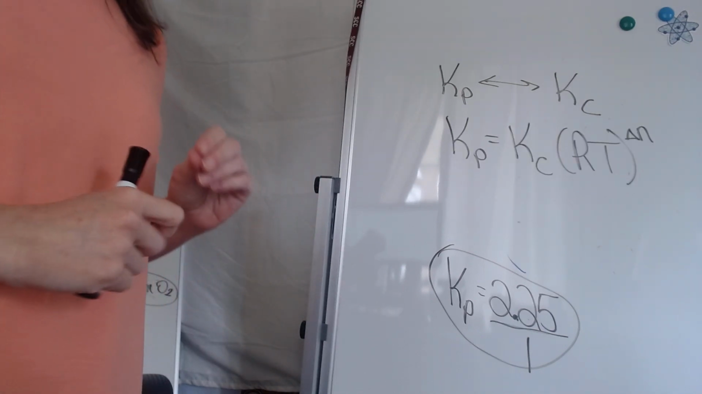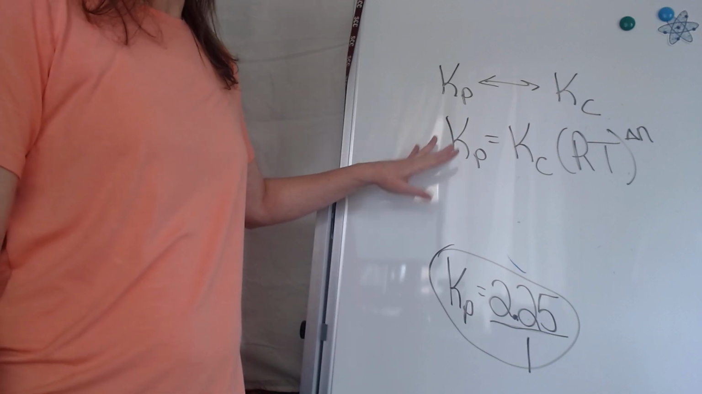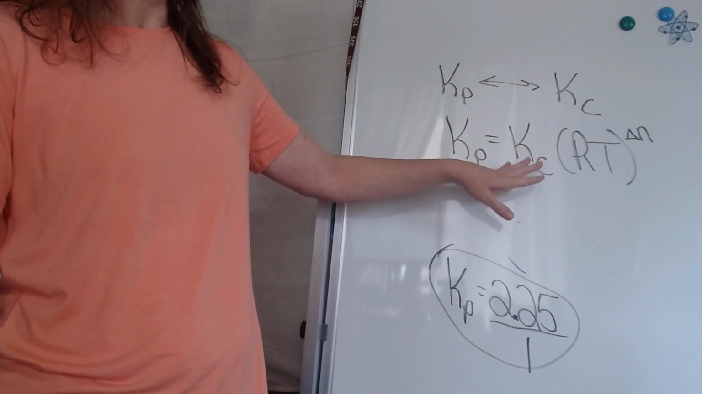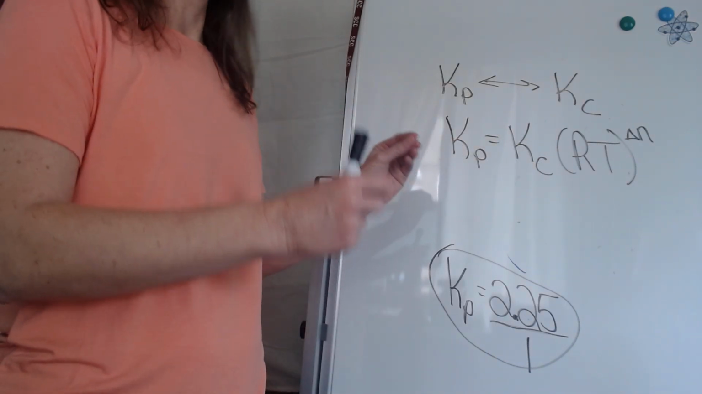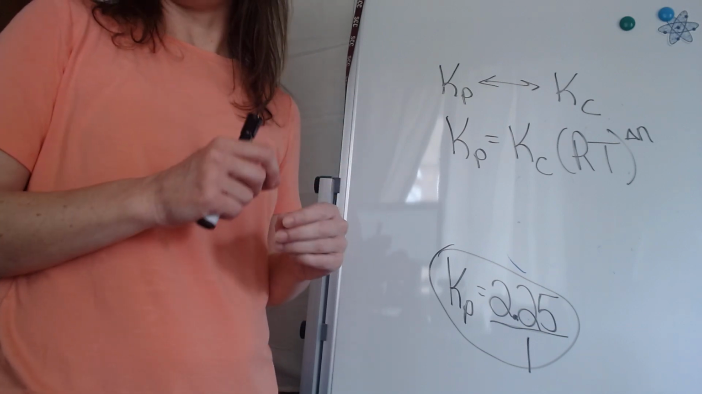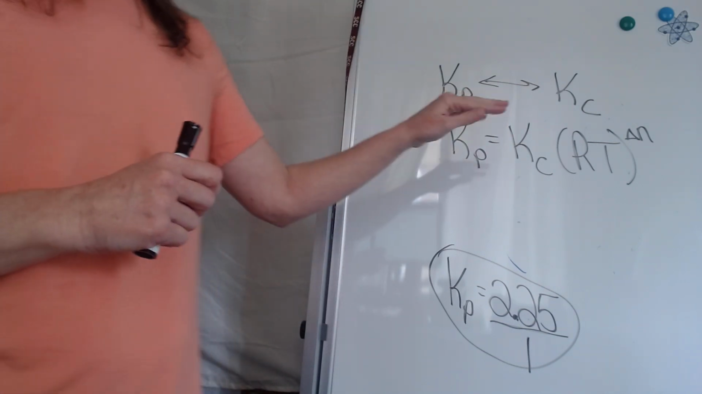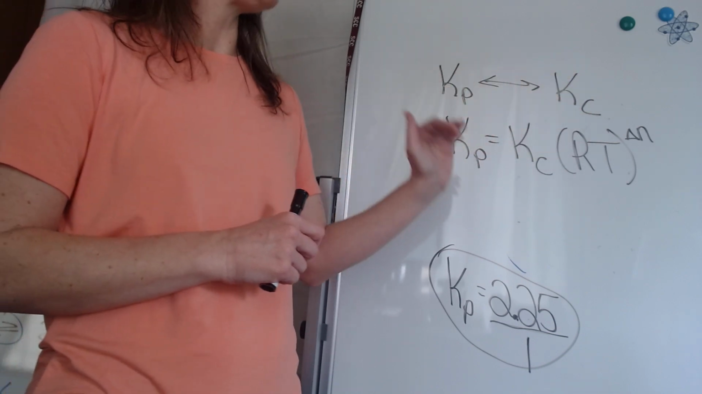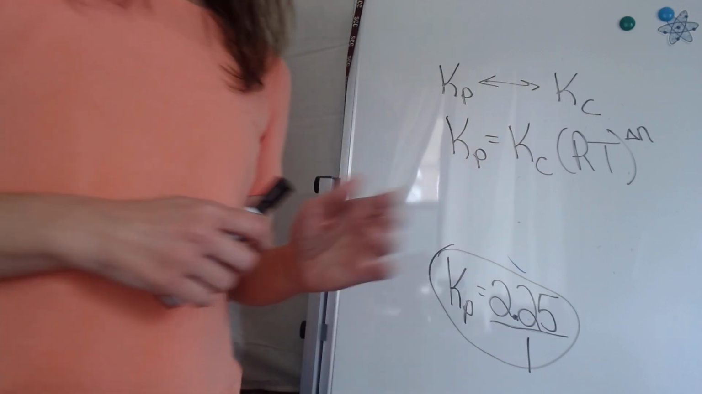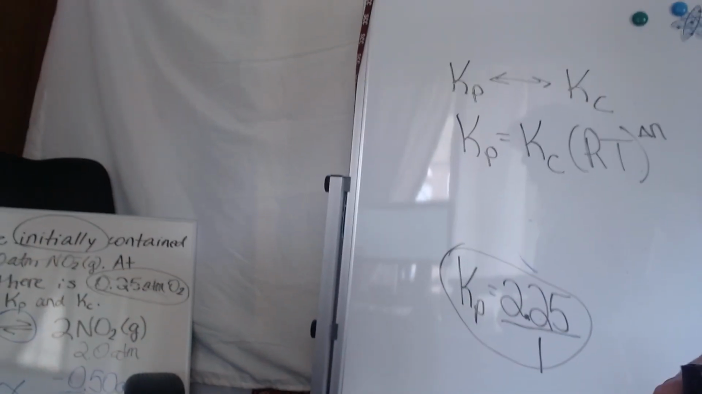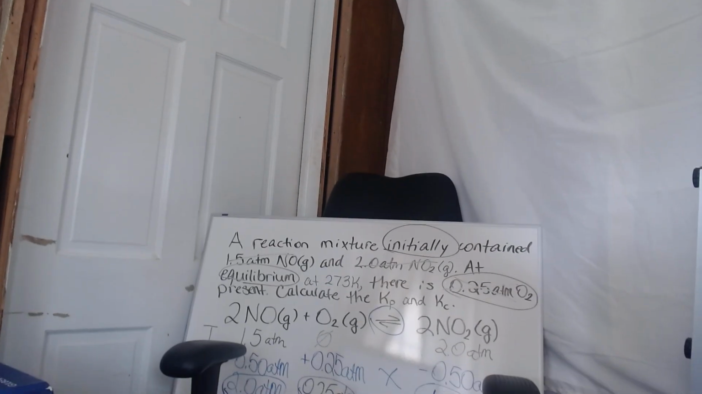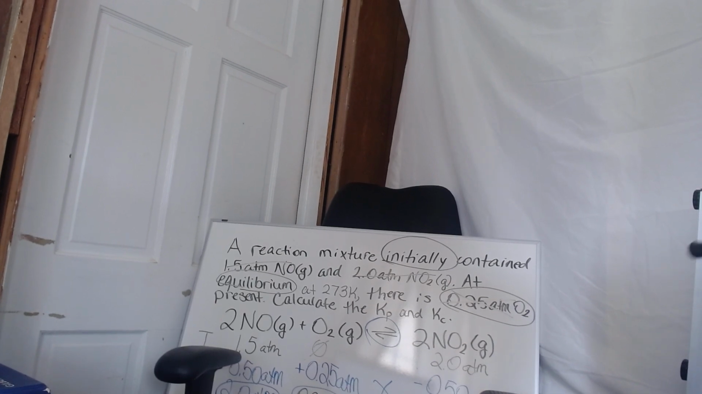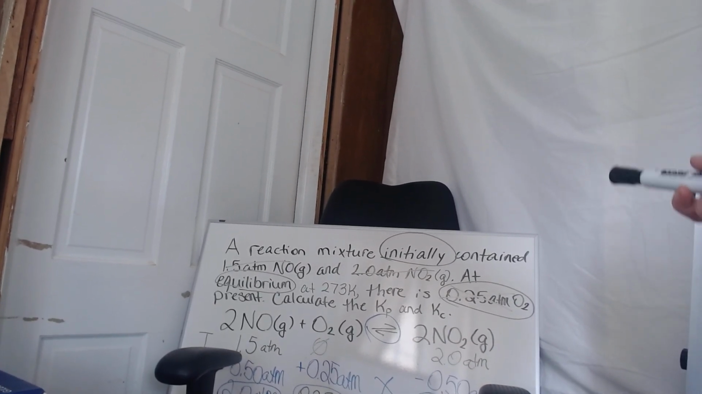Okay, so what you should have found is this equation here. The K sub P, the equilibrium constant for pressure, is equal to the K sub C, the equilibrium constant for molarity, times the product of RT raised to the delta N power. So you have to know the temperature, and you also have to look at the moles of gas that there are for product versus the moles of gas that there are for reactants. And so if we go back to our reaction, there are 2 moles of gas as a product, and there's 2 plus 1 moles as a reactant.